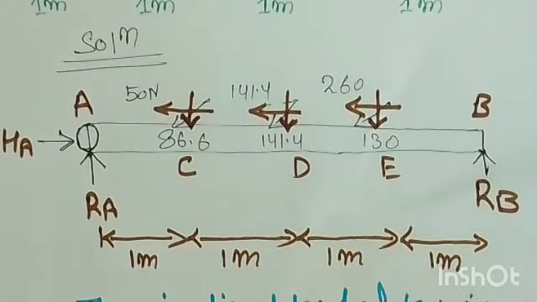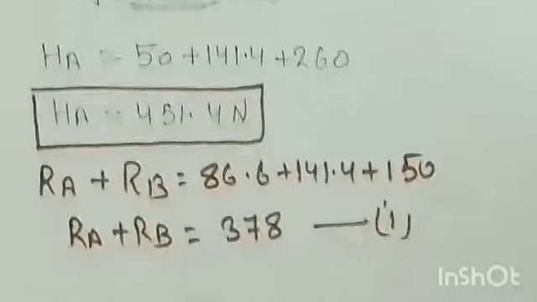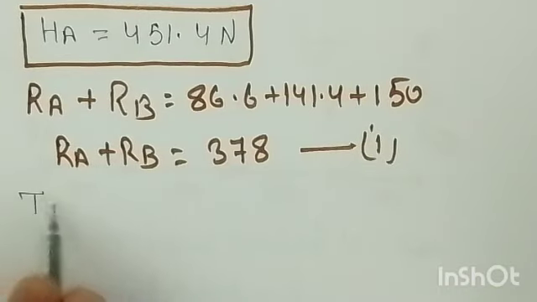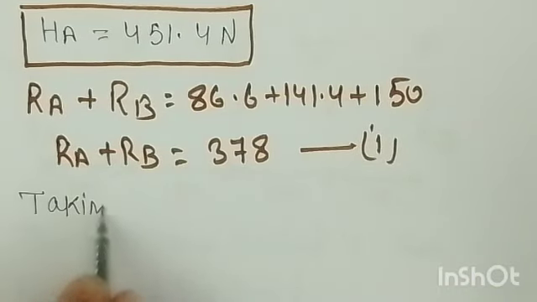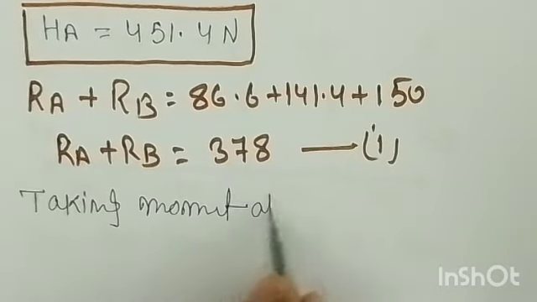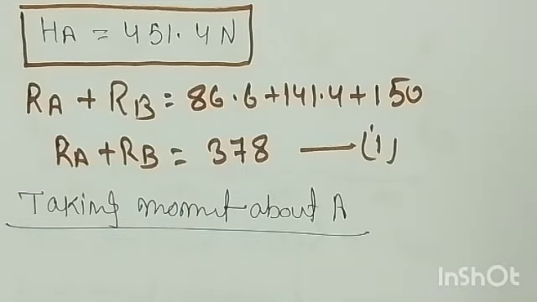Means the clockwise will be one side and anti-clockwise will be another side. Okay now, so we can do it here directly. I can write down here that taking moment about A, right?